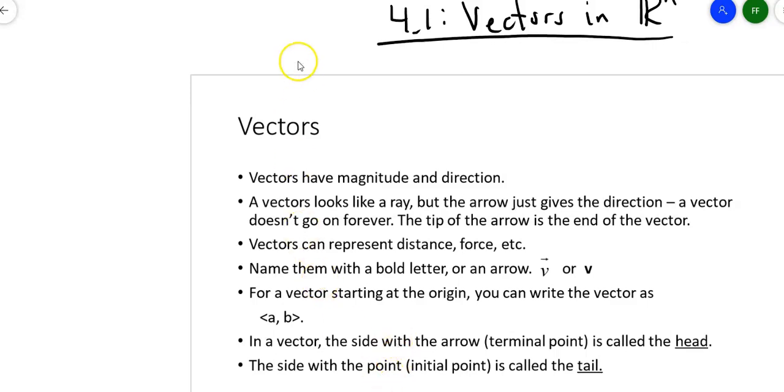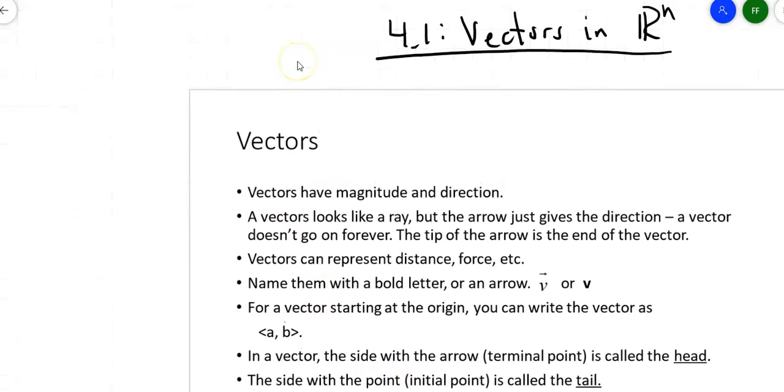Today we'll start looking at vectors. What is a vector? What are some basic properties of vectors? I put together a couple of PowerPoint slides and then we'll fill in the rest of the lecture notes from there. I will put the PowerPoint slides up on Canvas so that you can see what it is that I have here on the screen.